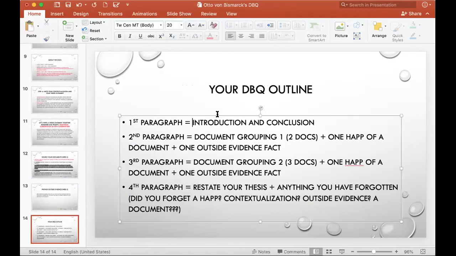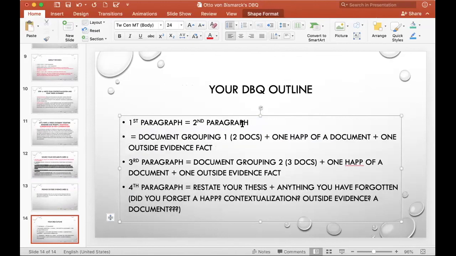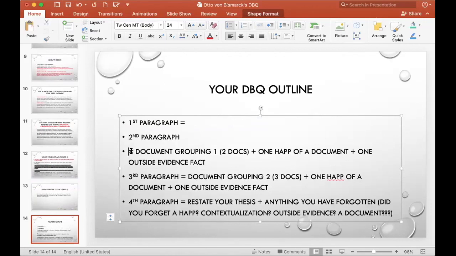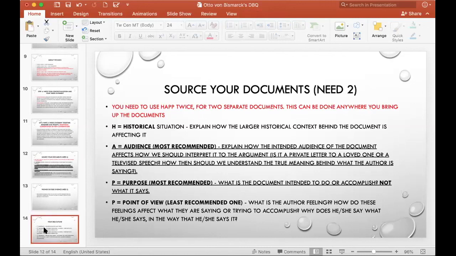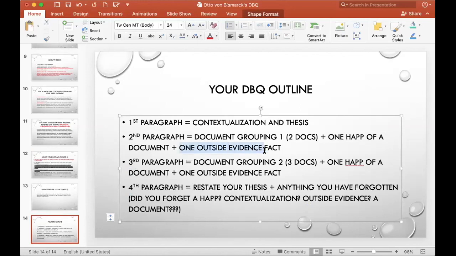So the first paragraph is your introduction. Sorry, that's horrible. I have been working too long on this. First paragraph is your contextualization and thesis statement. So background information setting the stage 50 to 100 years before, and your thesis statement, which I did for you. Your second paragraph is your first document grouping. So in this case, for me, it was documents 1 and 2. And then you want to include 1 HAP, so one of these things of sourcing your documents. And you want to include 1 outside evidence fact, and I'll give you some examples of those in a moment.